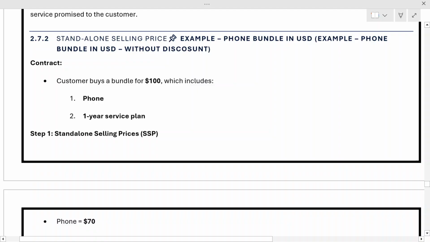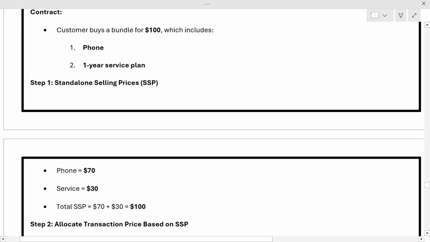Now let's try to understand how the transaction price is allocated based upon standalone selling price, meaning that there is no discount. So let's take the example where a customer buys a bundle for $100, which includes one phone and 1 year service plan as well.